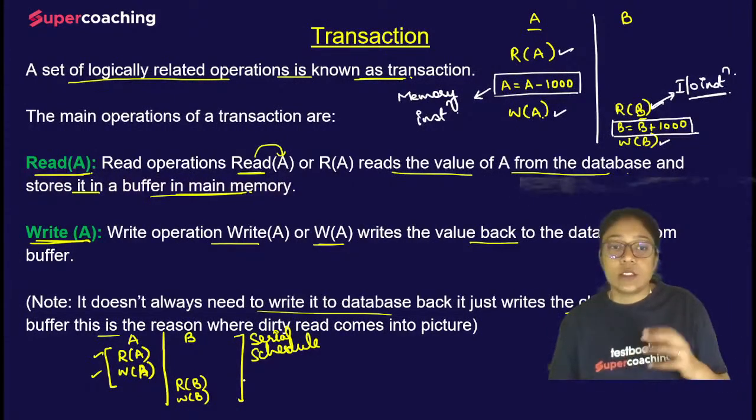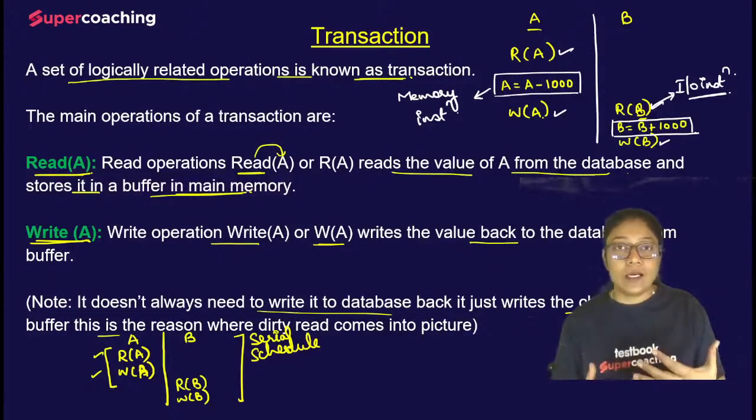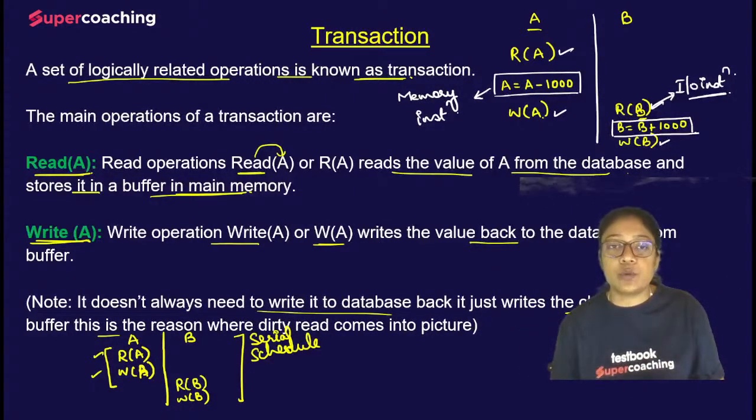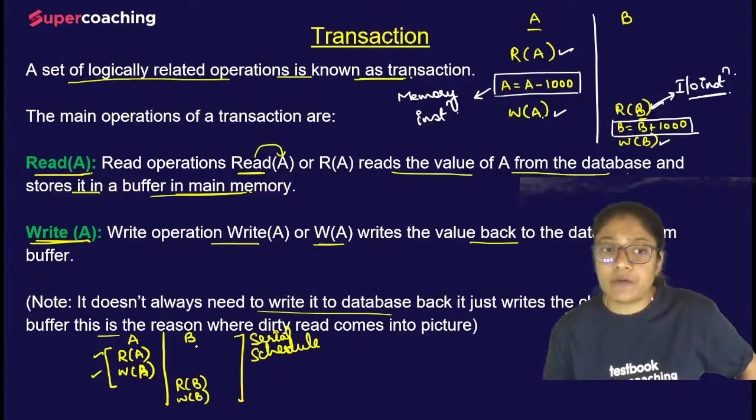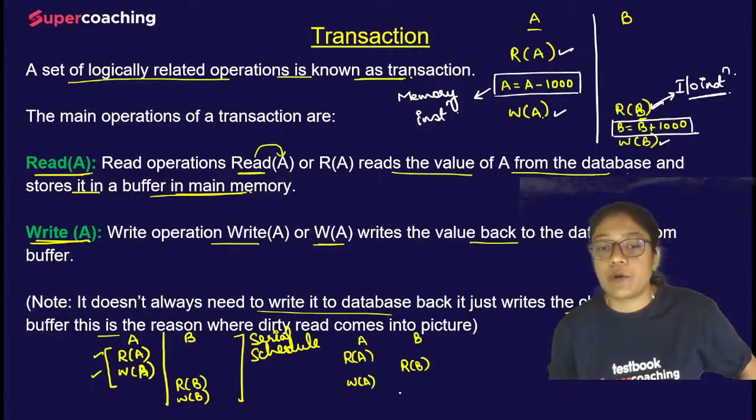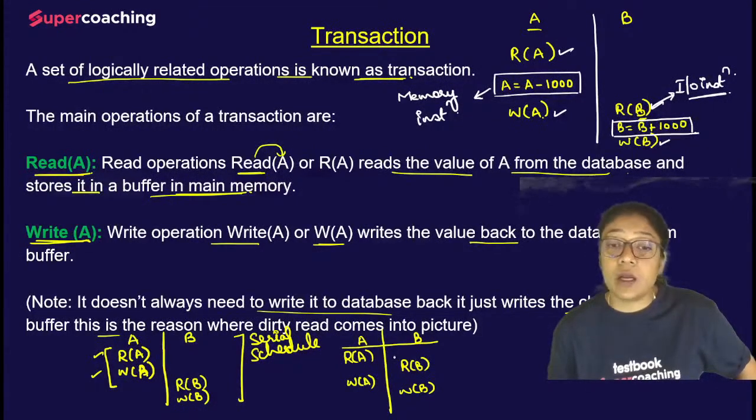Concurrent schedule means two transactions are working parallelly. Obviously at a time one operation will be under execution. For example, first A performed a read operation, then B performed a read operation, then A is writing, then A performed the write operation, and then B is performing the write operation. So here you can say that before the completion of one transaction, the other transaction is also under the execution stage. So this is known as concurrent schedule.